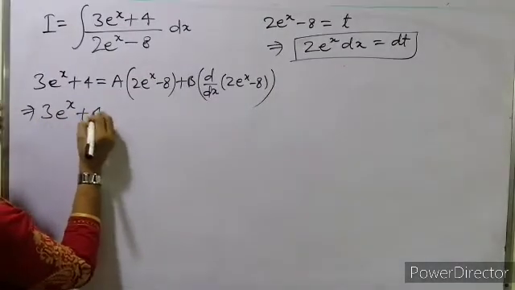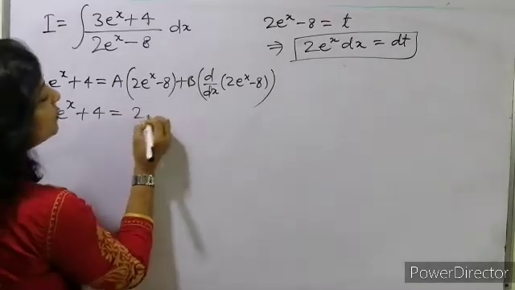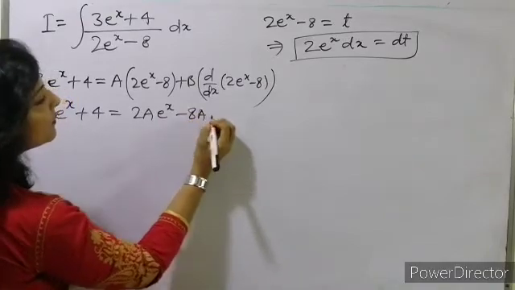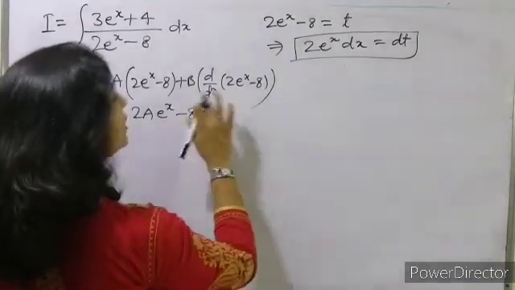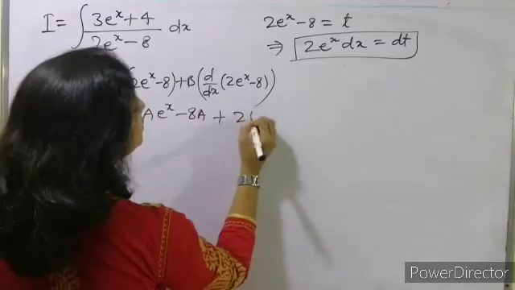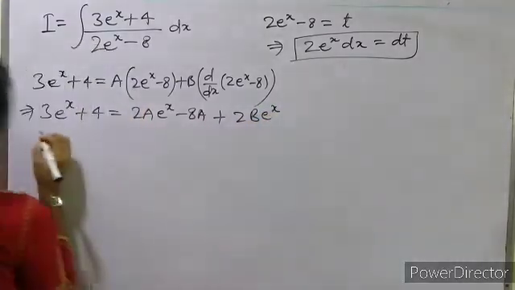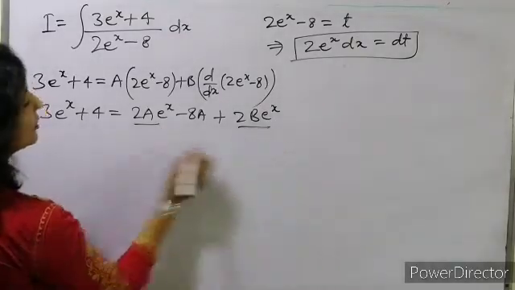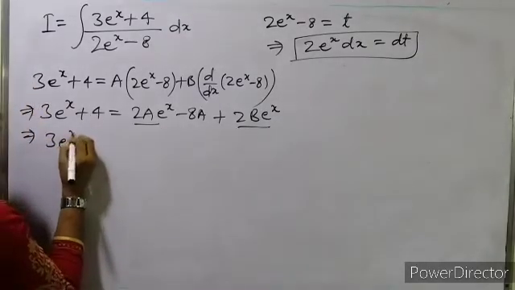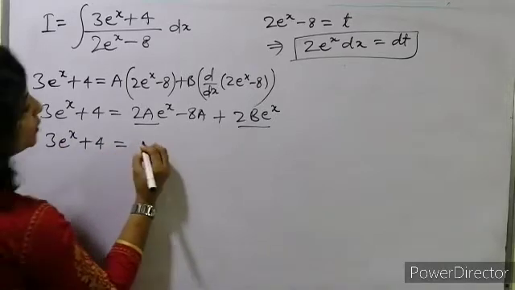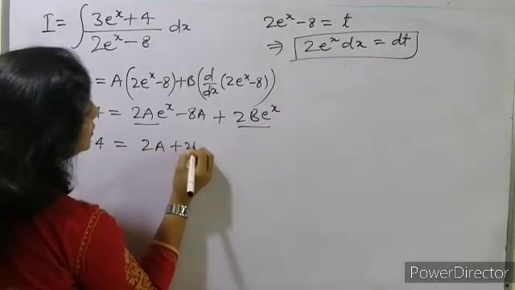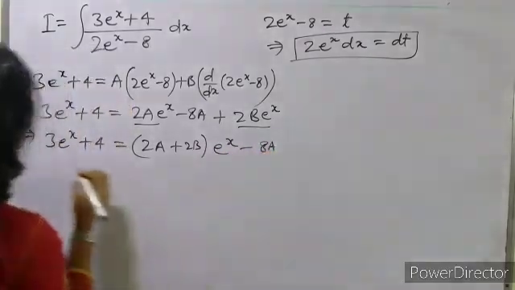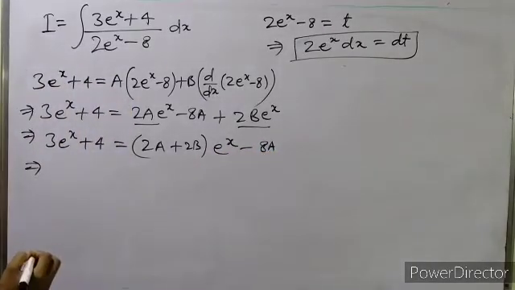So we'll write here, okay, 3 e to the power x plus 4 equal to 2a e to the power x minus 8a plus b into 2 e to the power x, so 2b e to the power x. Now e to the power x ये फंक्शन में and ये फंक्शन में, okay, so 3 e to the power x plus 4 is equal to (2a plus 2b) e to the power x minus 8a, ठीक है.